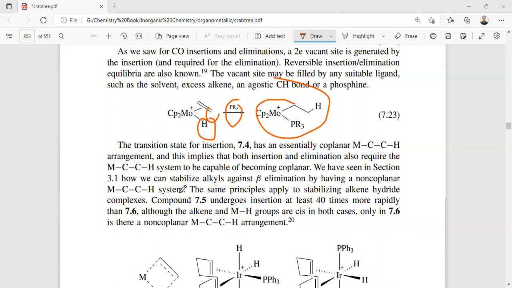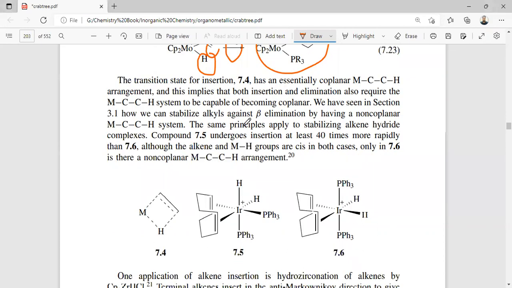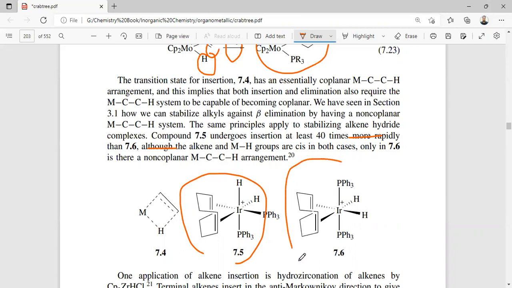So we have seen how we can stabilize the alkyl against beta hydride elimination by having a non-coplanar M-C-C-H system. The same principle applies to stabilize the alkene hydride complex. So compound 7.5 undergoes insertion at least 14 times more rapidly than 7.6, although the alkene M-H arrangement is in both cases non-coplanar.